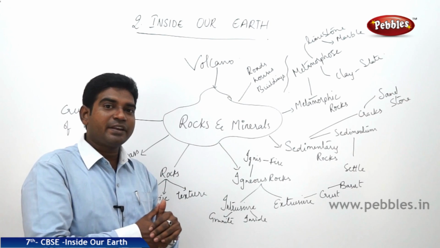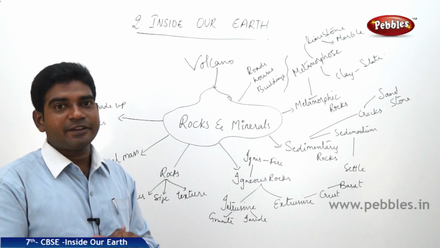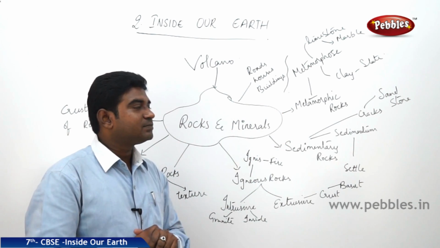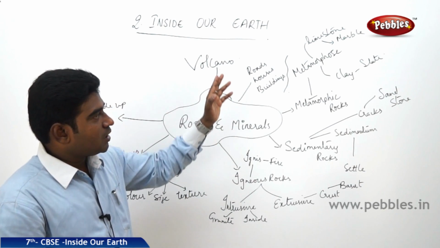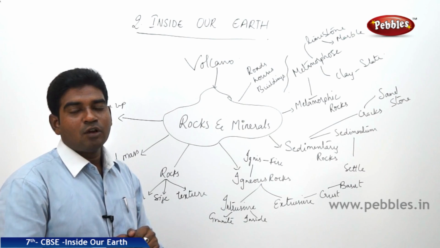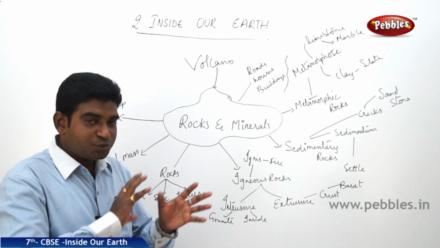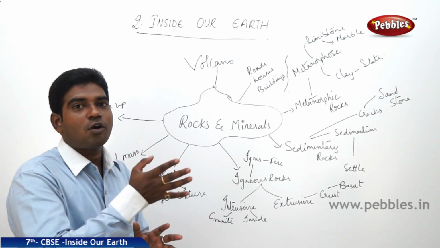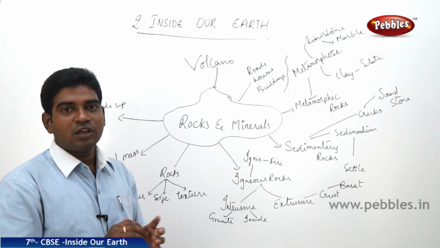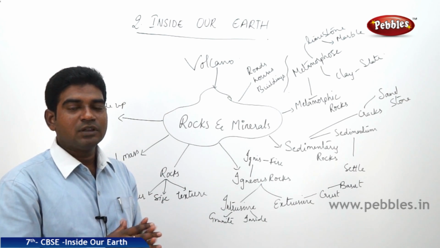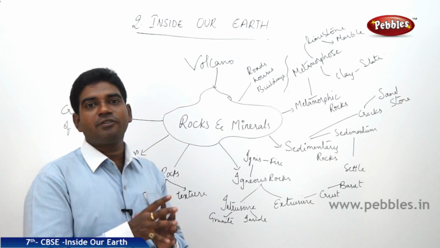The example for sedimentary rock is sandstone. And coming to the third category, the metamorphic rocks. The name metamorphic we are getting from the word metamorphose. What is the meaning of the word metamorphose? Metamorphose means to change, to get transformed, to get modified. What is getting modified here? Rocks are getting modified, lava is getting modified, magma is getting modified. What is getting modified now?